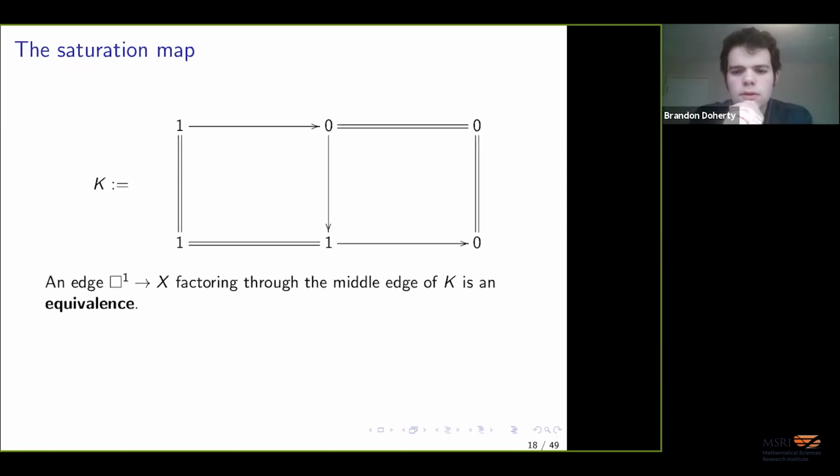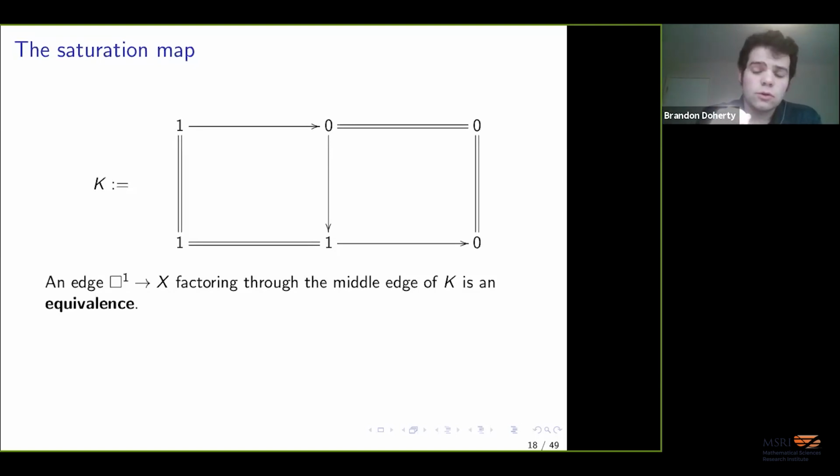Right, so the next of our generating anodynes is what we call the saturation map. We define this cubical set that we call K. It's sort of the analog of the familiar interval object from the Joyal model structure. You see we've got this middle edge here and these other two edges with two cubes, which witness those other two edges as a left and a right inverse for the middle edge.